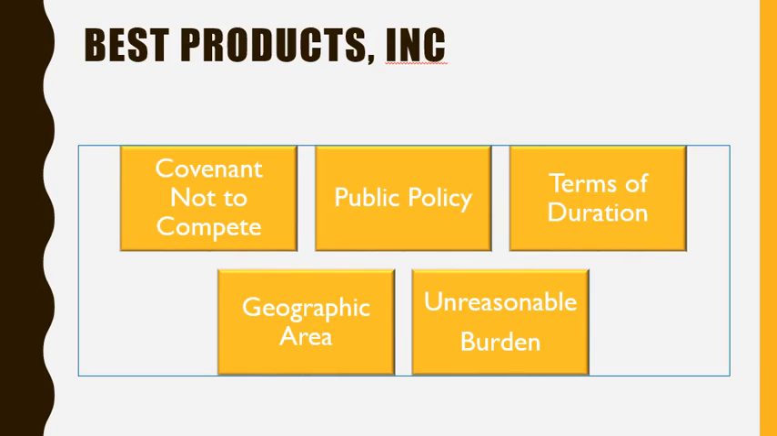A covenant not to compete may also violate public policy to promote competition in the economy. So when discussing this covenant, you also want to examine public policy as it relates to the Cole and Best issue. Now, if it does violate public policy, it would be an unreasonable restraint of trade. So take a look at that as well.